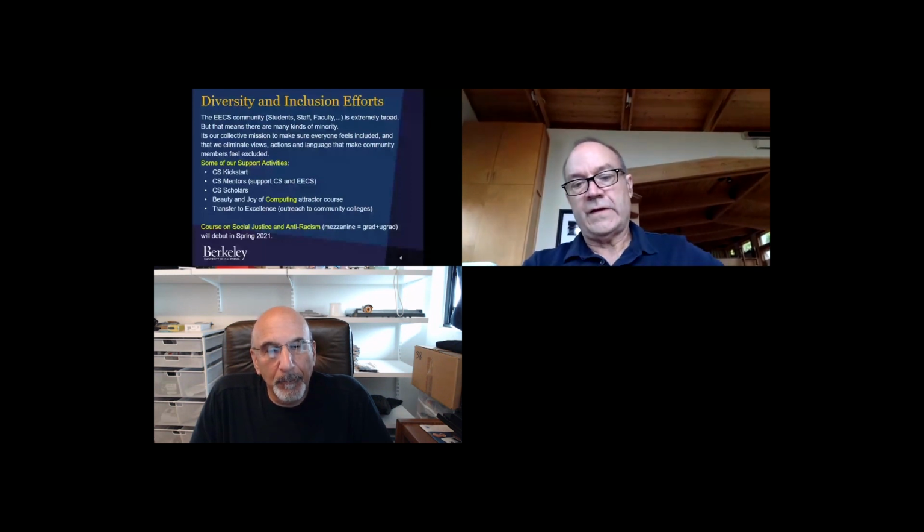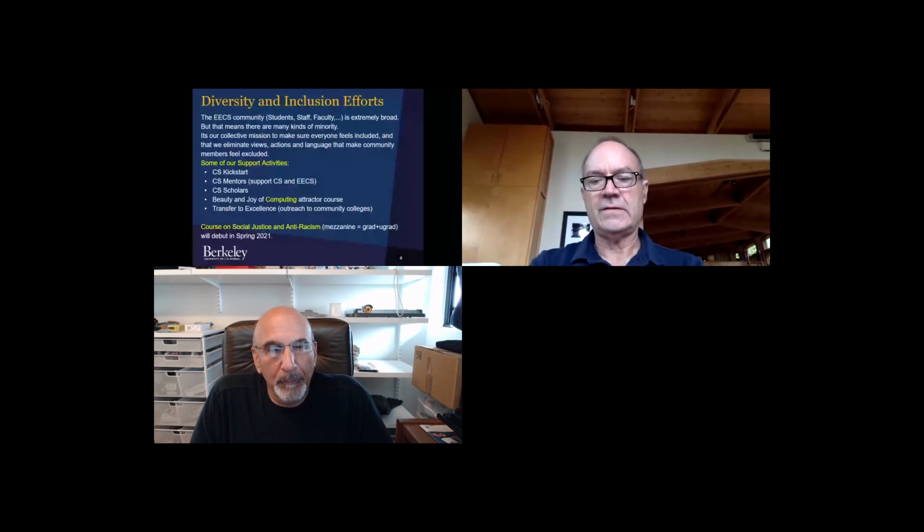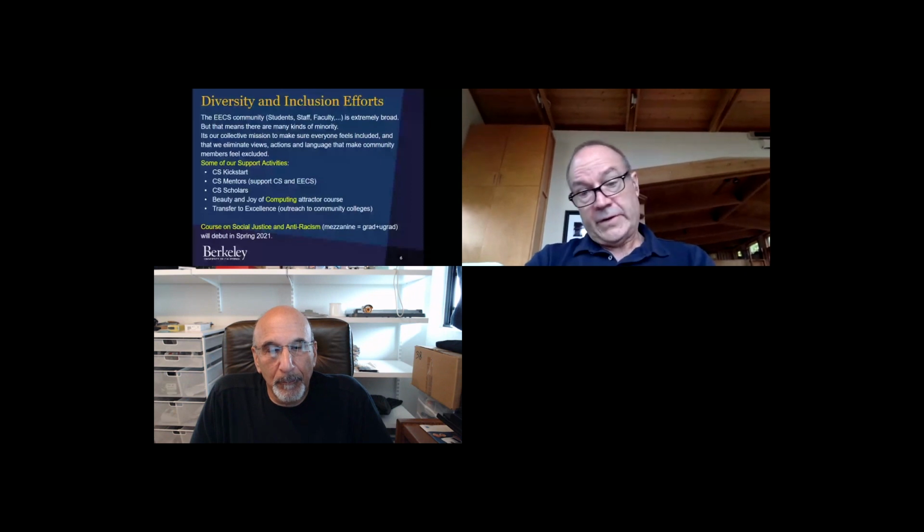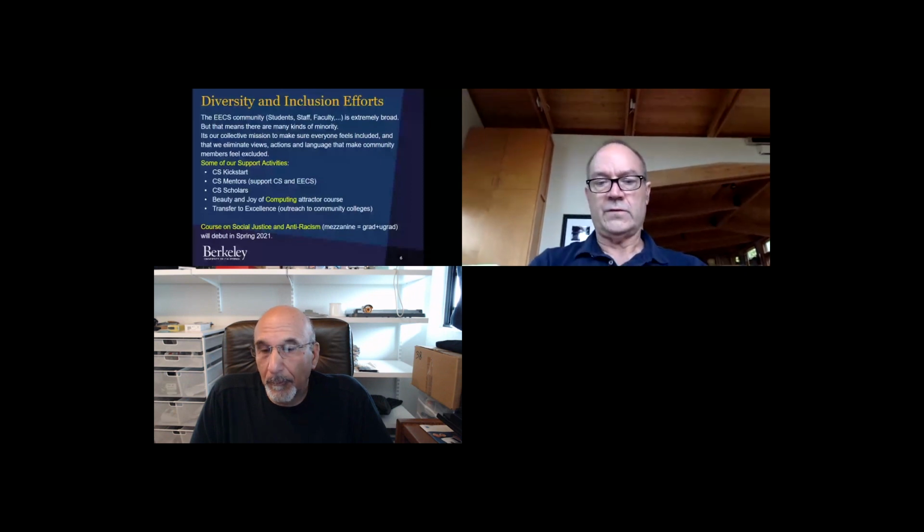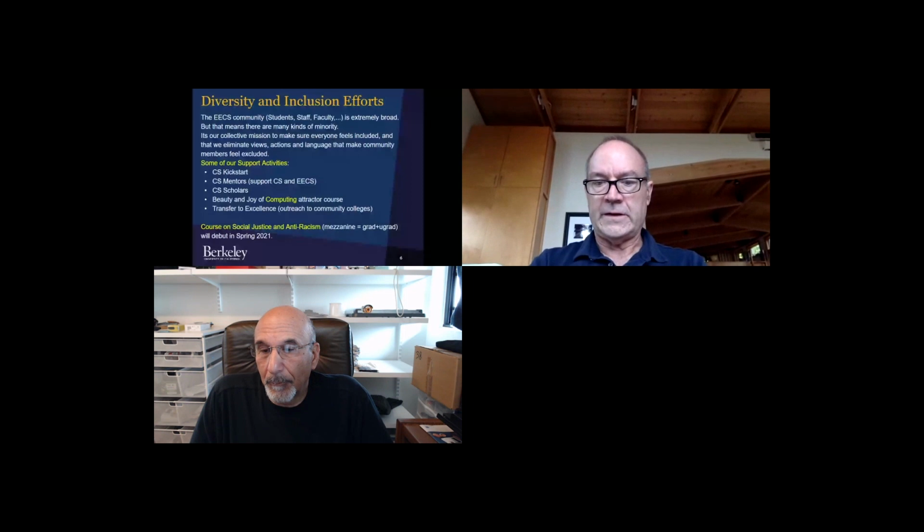And finally, we're standing up a course on social justice and anti-racism specific to EECS. That'll be a mezzanine course, so both grads and undergrads. We're debuting it next spring, and it'll be small the first time just because of resources, but we're hoping to scale that up fairly quickly over time.